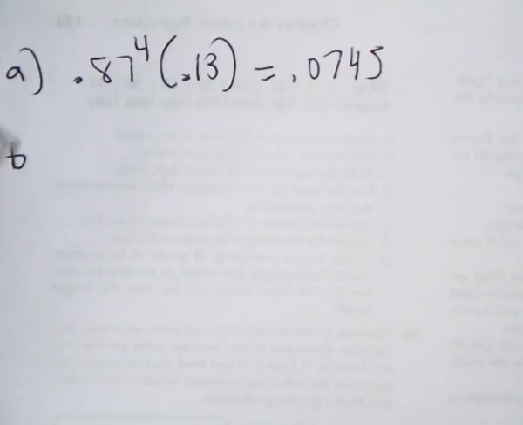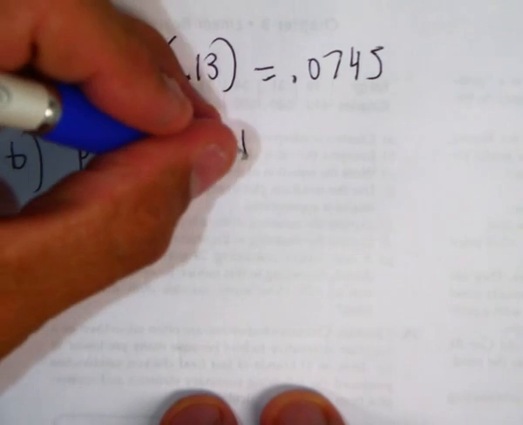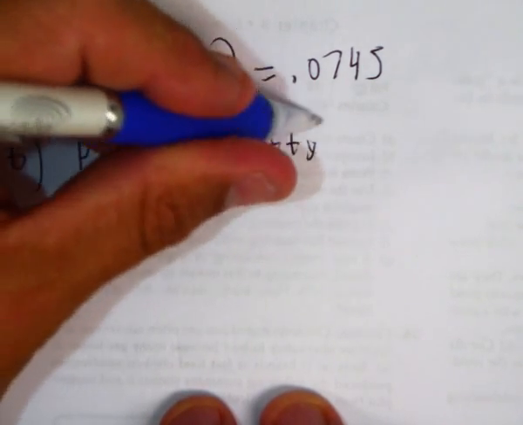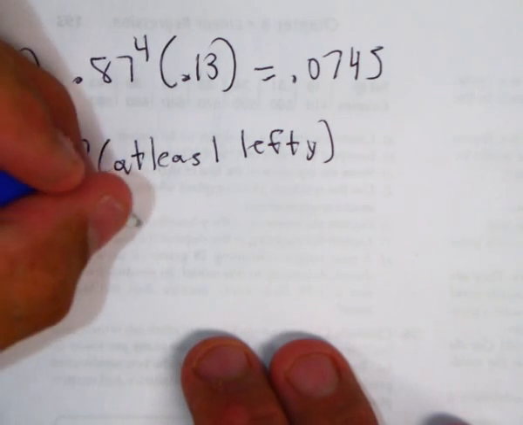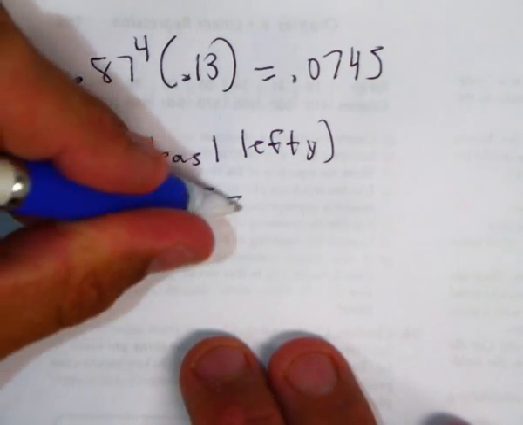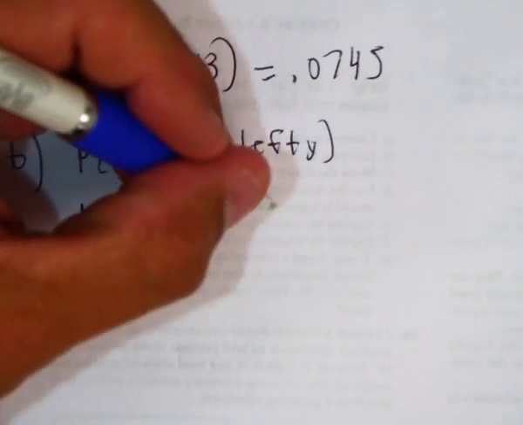Okay. B says there are some lefties among the 5 people. So that means that there's at least one lefty. And the probability of at least one lefty is 1 minus the probability of no lefties. If you do that out, you're going to get 0.502.